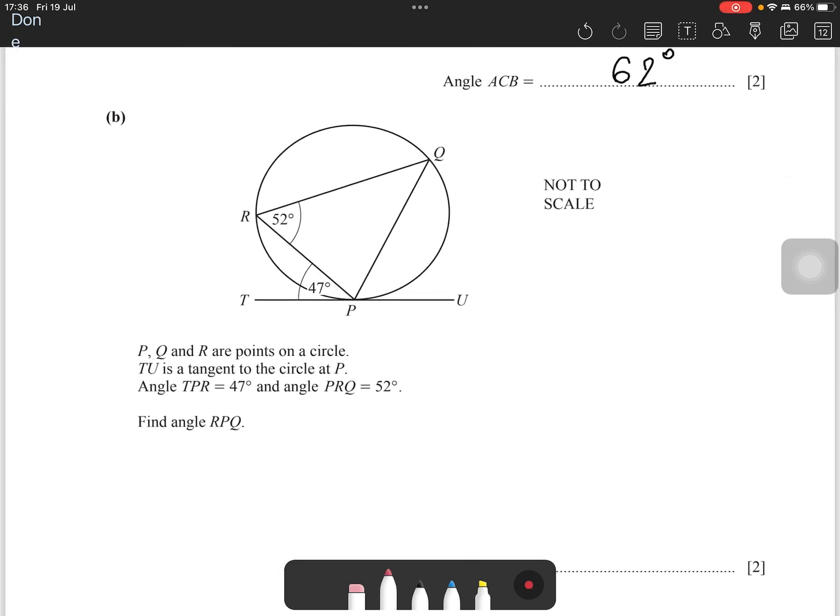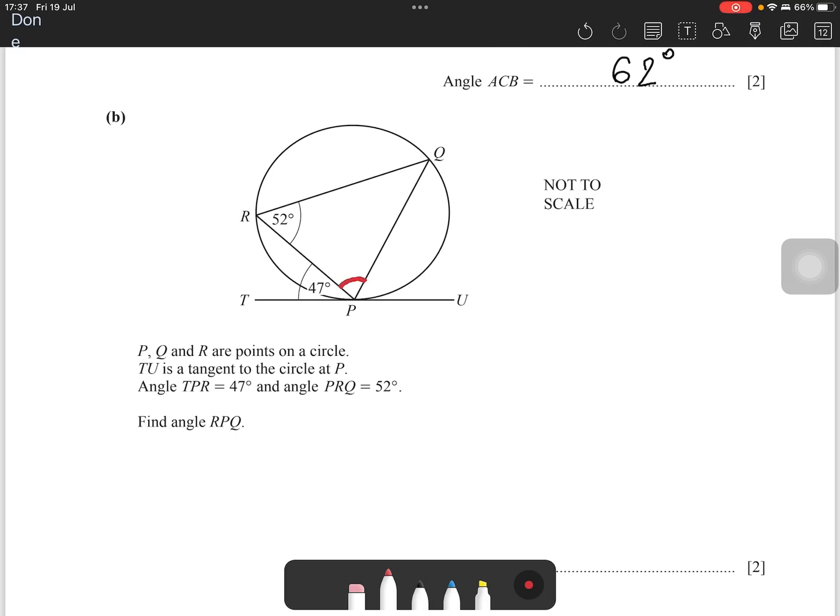Question B. P, Q, and R are points on a circle. TU is a tangent to the circle at P. Angle TPR is 47 degrees, and angle PRQ is 52 degrees. Find the angle RPQ. RPQ is this red angle.